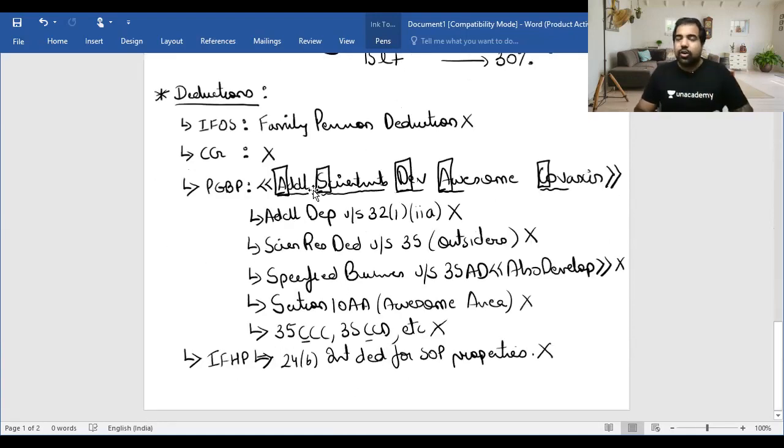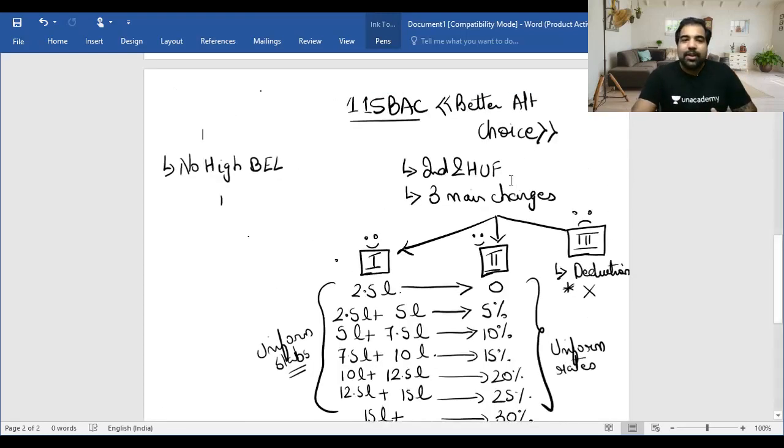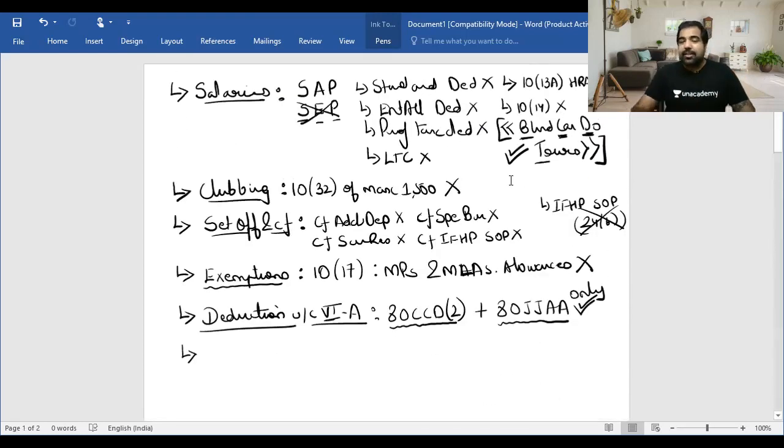Income from other sources, family pension deduction not allowed. Capital gains remain the same. PGBP, additional depreciation, scientific research deductions are not allowed. Not just this, even the set off and carry forward in relation to these are not allowed. Income from house property, 24B, not just this, even set off and carry forward in relation to this is not allowed. And salaries, nothing is allowed except standard deduction. Clubbing, 10(32) is not allowed.